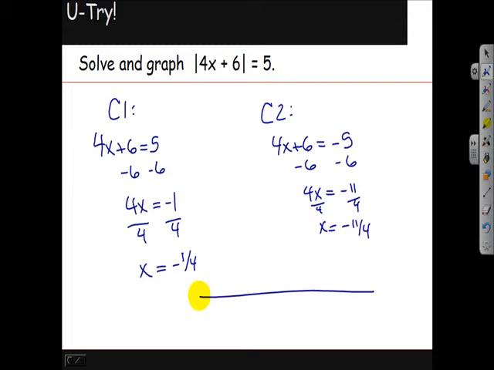We'll go ahead and draw the number line. Let's see, negative 11/4 is a smaller number than negative 1/4. So we'll put them on in the correct order here. Since x can equal negative 1/4, we'll put a dot there, closed circle, and x could equal negative 11/4. We'll close that up as well.